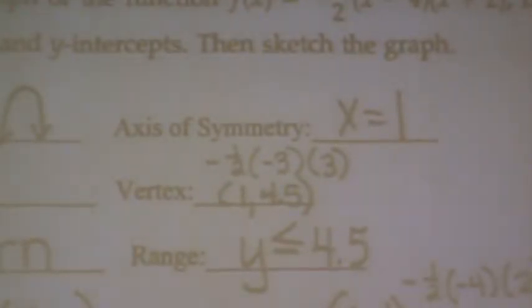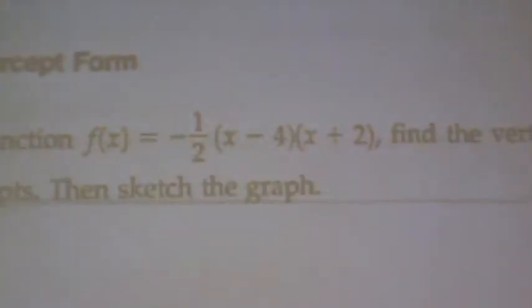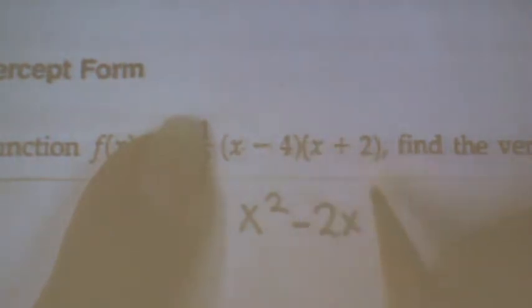So, what would you do if I asked you to convert this to polynomial form? Multiply. Multiply what? Foil. I would foil this. How do you foil x minus 4 times x plus 2? X times x is x squared. If you do these two, what do you get? -2x and then -8.